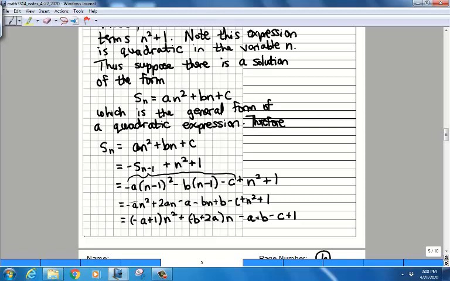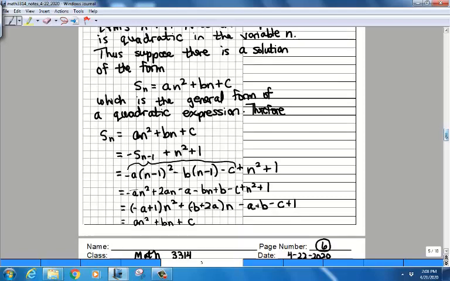How many n terms do I have? I have a 2a n and a minus b n. So altogether I have minus b plus 2a times n. And then all the other terms are just constants. So the minus a, the plus b, the minus c, and the plus 1 are all just constants because they don't involve the variable n. But remember, all this is supposed to be equal to a times n squared plus b times n plus c.